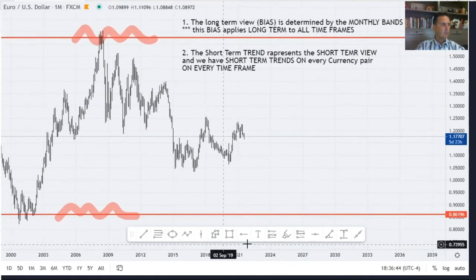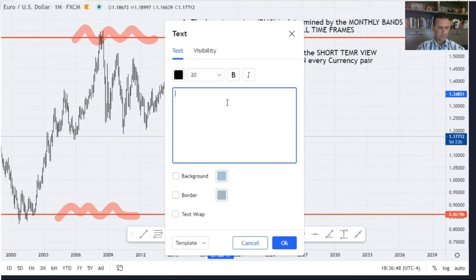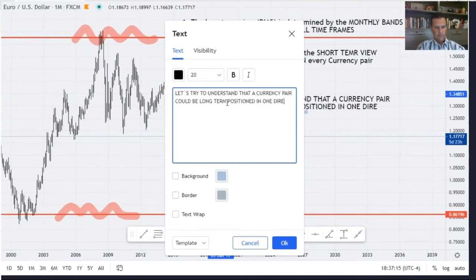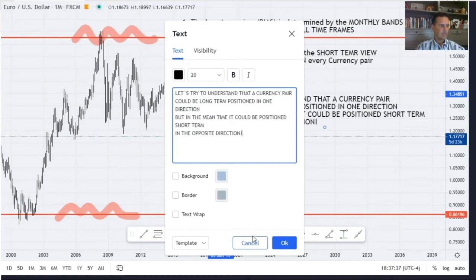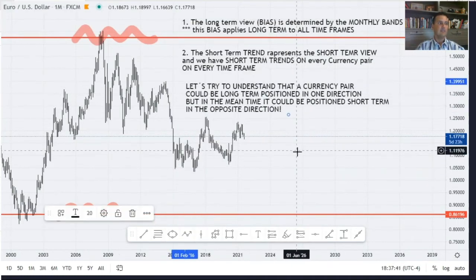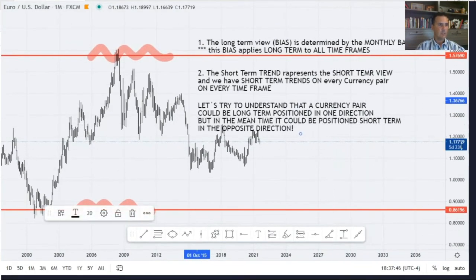Okay? So what is the lesson today? Let's try to understand that a currency pair could be long-term positioned in one direction, but in the meantime it could be positioned short-term in the opposite direction. Watch these webinars, everybody, a few times.